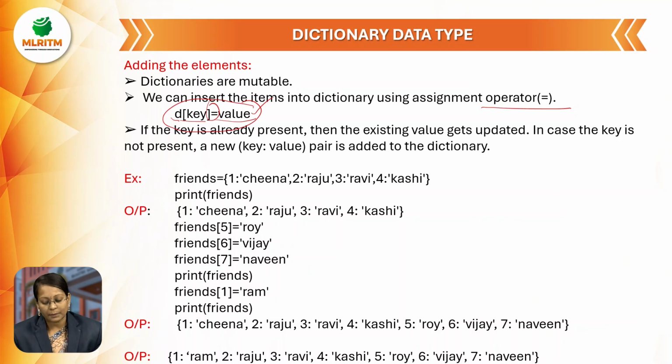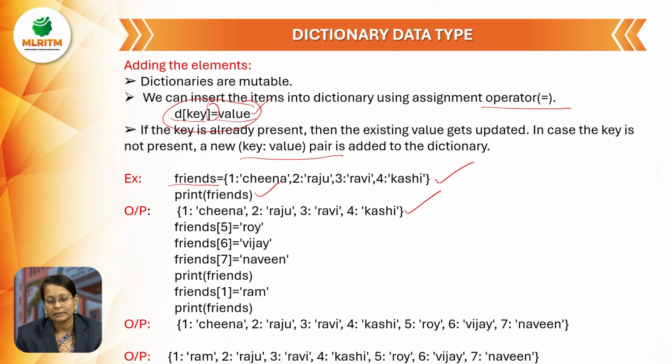If the key is already present in the dictionary, then the existing value gets updated. In case the key is not present, a new key value pair is added to the dictionary. Just observe this example. Friends is a dictionary, and here we have 4 friends. 1 is China, 2 is Raju, 3 is Ravi, and 4 is Kashi. Now, by using print, we print the dictionary of friends. Then we get the output like this.